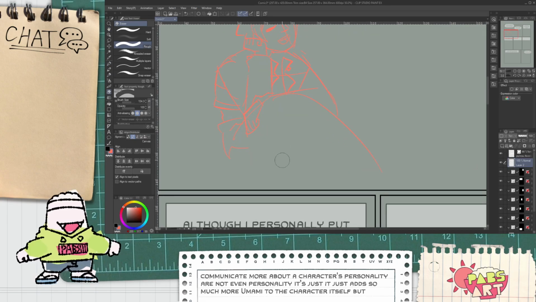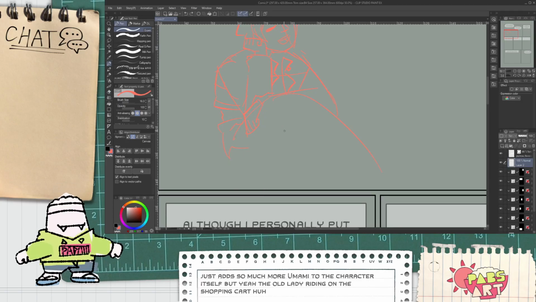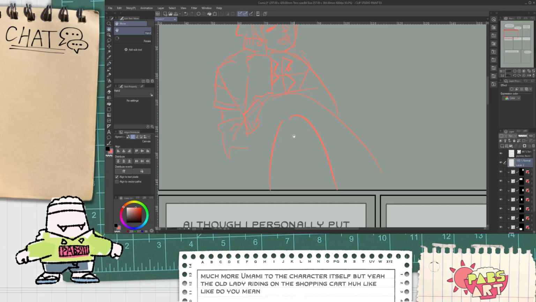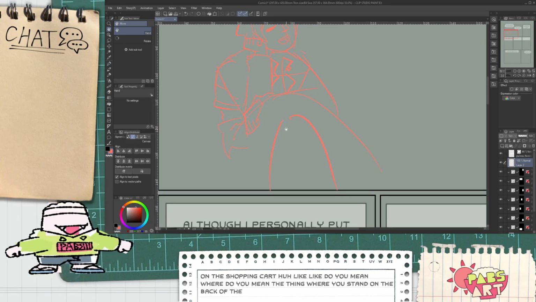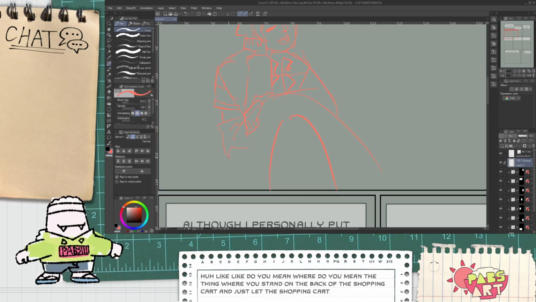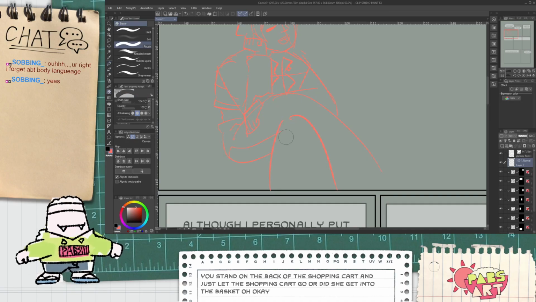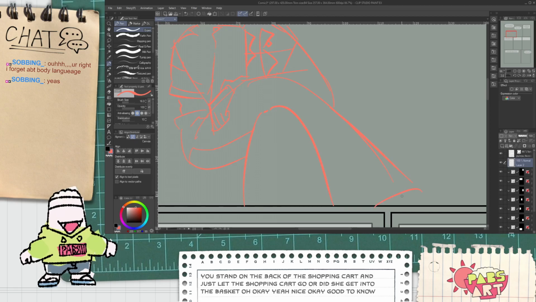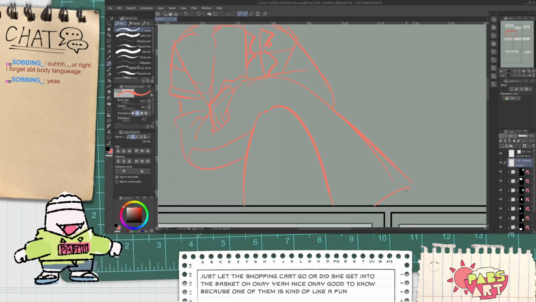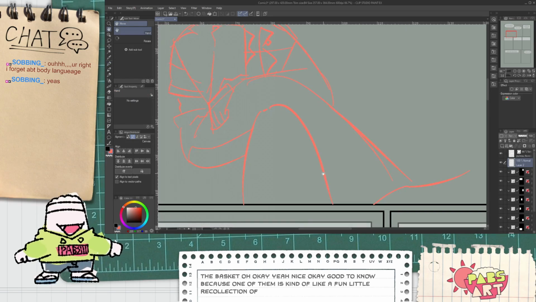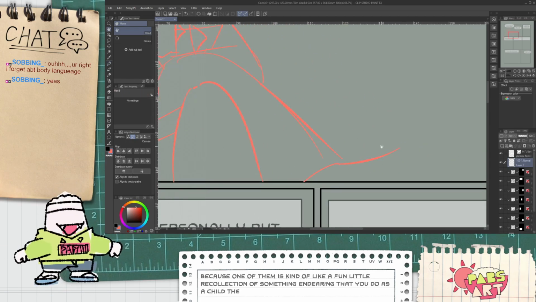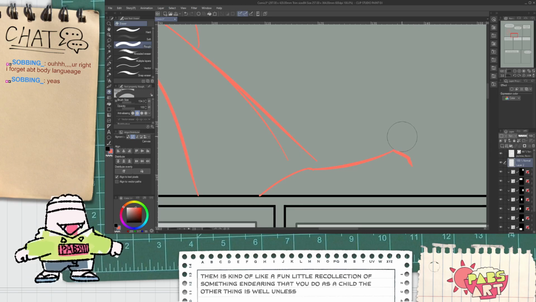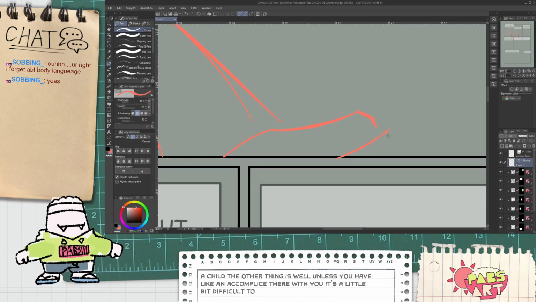But yeah, the old lady riding on the shopping cart, huh? Do you mean the thing where you stand on the back of the shopping cart and just let the shopping cart go, or did she get into the basket? Oh, okay, yeah, nice. Good to know. Because one of them is kind of a fun little recollection of something endearing that you do as a child. The other thing is, well, unless you have an accomplice there with you, it's a little bit difficult to pull it off.